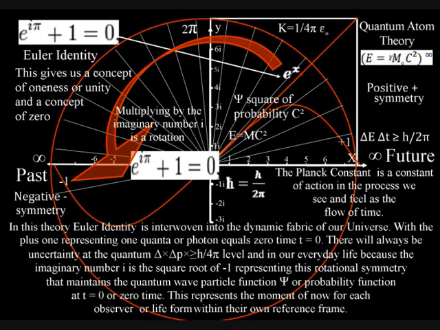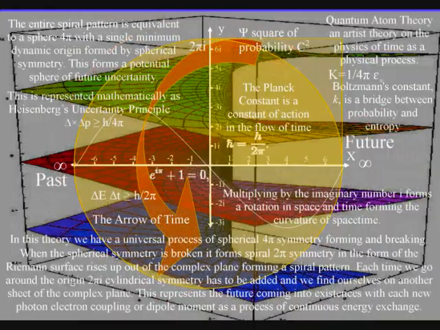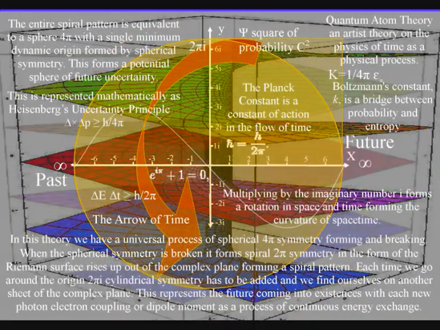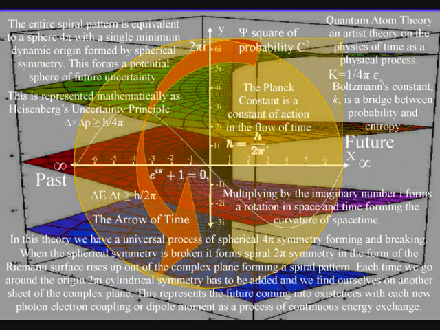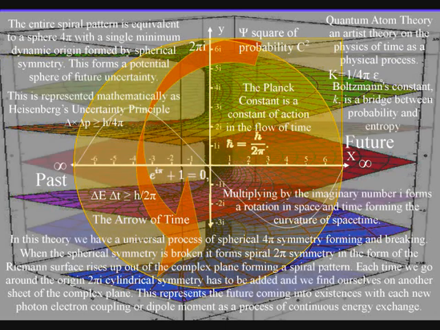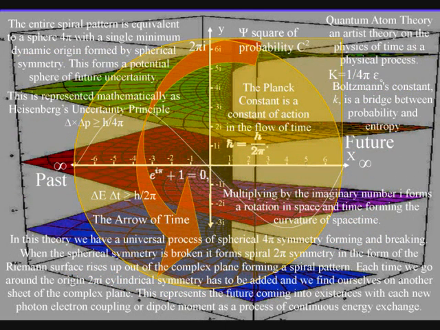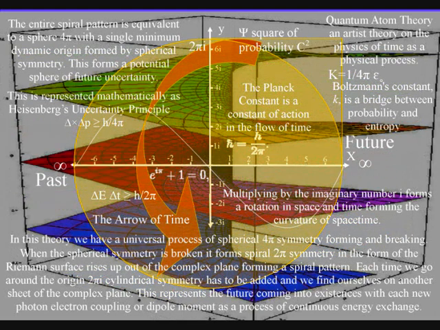To understand this further, we have to use the next diagram that shows how this spherical symmetry breaks, forming spiral symmetry that has line symmetry for the arrow of time. When the spherical symmetry is broken, it forms spiral symmetry in the form of the Riemann surface rising up out of the complex plane, forming a spiral pattern. Euler's identity is at the heart of this process. The easiest way of looking at this is that the only number you could add to the number 1 to get 0 is minus 1, and this forms a rotation that breaks the spherical symmetry.